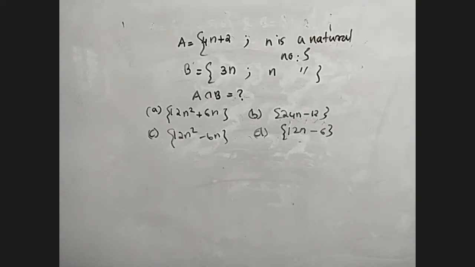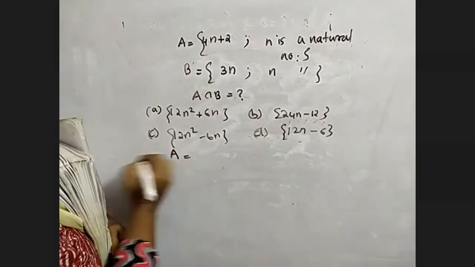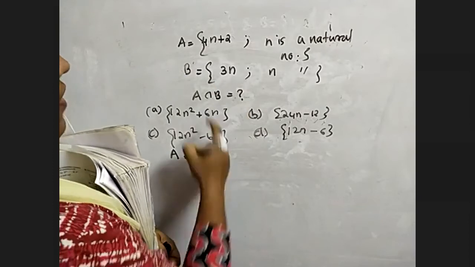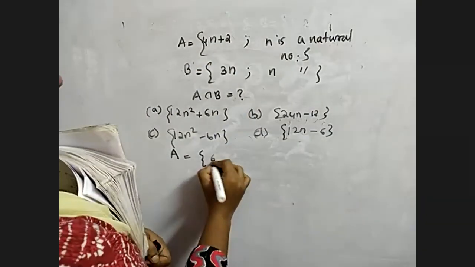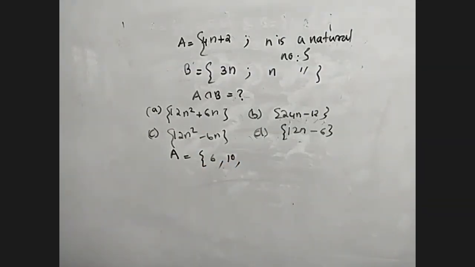What are the elements of the set? 4n plus 2 means what are the elements possible? 4 into 1 plus 2, 6. 4 into 2 plus 2, 10. Like that it will go, no? Just find the common elements.